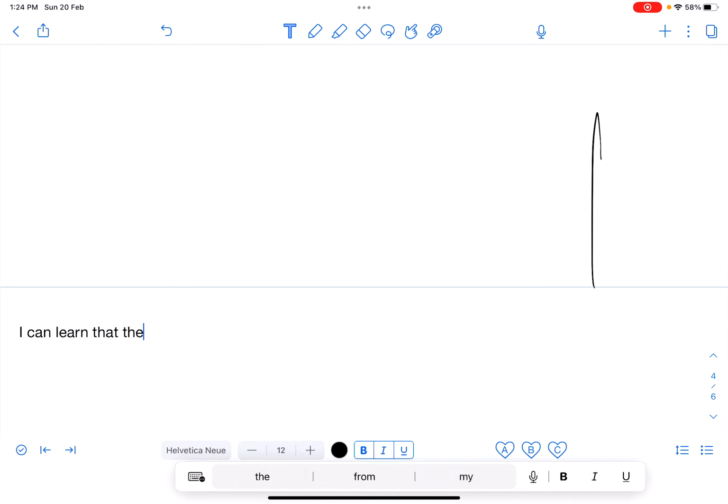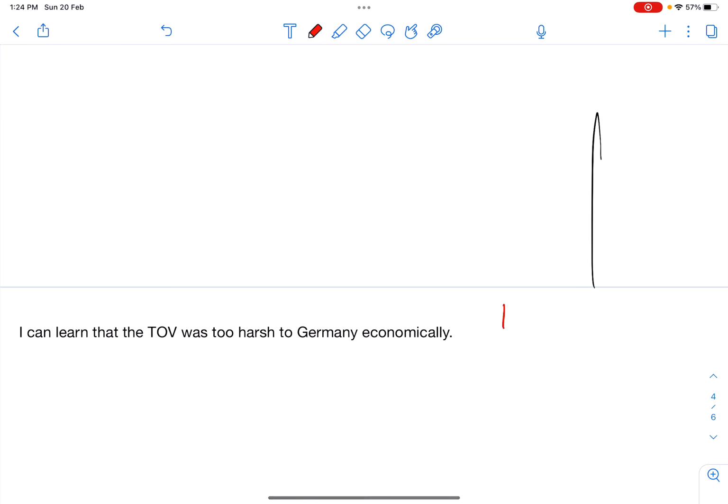so I can learn that the TOV was too harsh to Germany. Okay, up to you. I put the economically there so I can have a focus. But for some questions you don't need to write that focus down. You just need to write too harsh. And then in your explanation, you clearly explain in what way. So I must see this somewhere, either in the first part or in the last part. In what way is it too harsh economically?